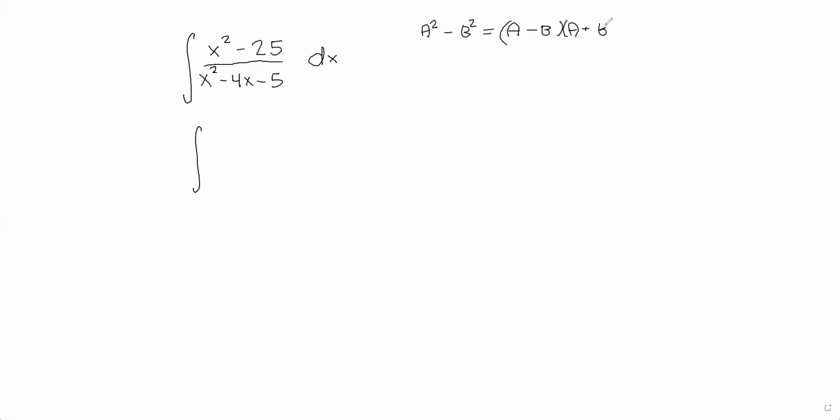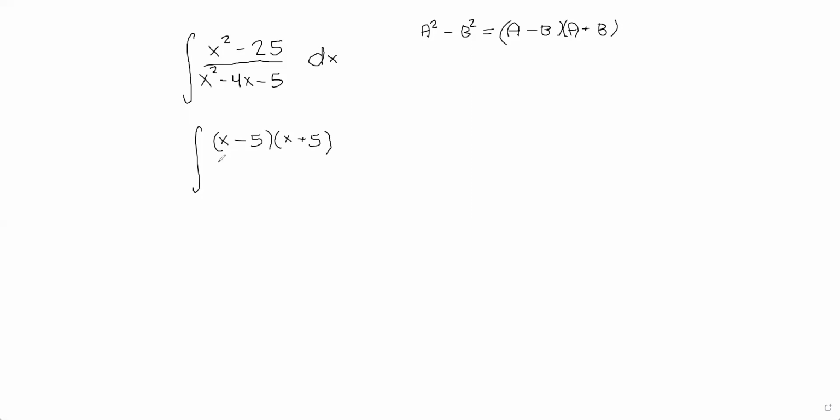Works really nicely. So let's say a squared is x squared, which means a is x. And let's assign b squared to be 25. So if b squared is 25, then b is going to be 5. So this is going to be x minus 5 times x plus 5. And sometimes this works in our favor. Sometimes it does not. I'm not going to spoil the surprise on this one.